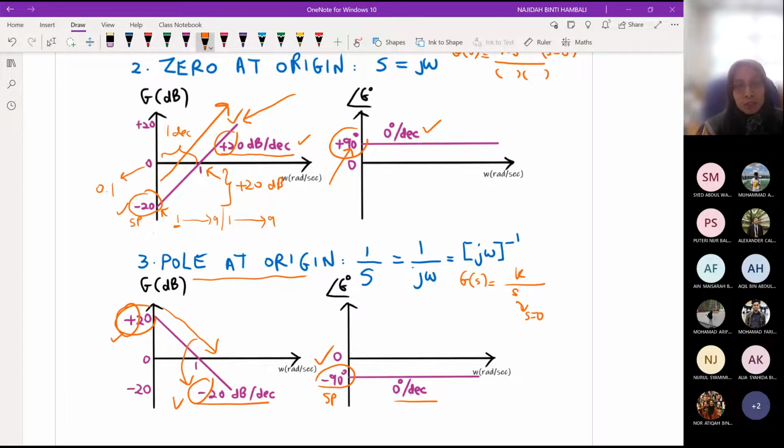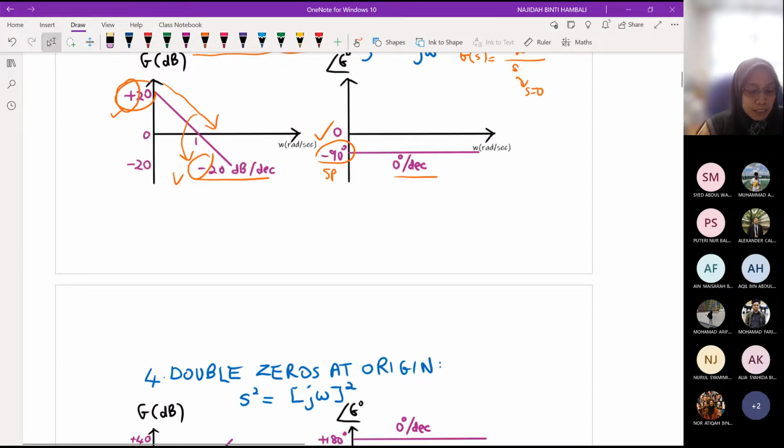Okay, can you differentiate between theory number 2 and 3? Okay. Okay, let's move to the next theory.